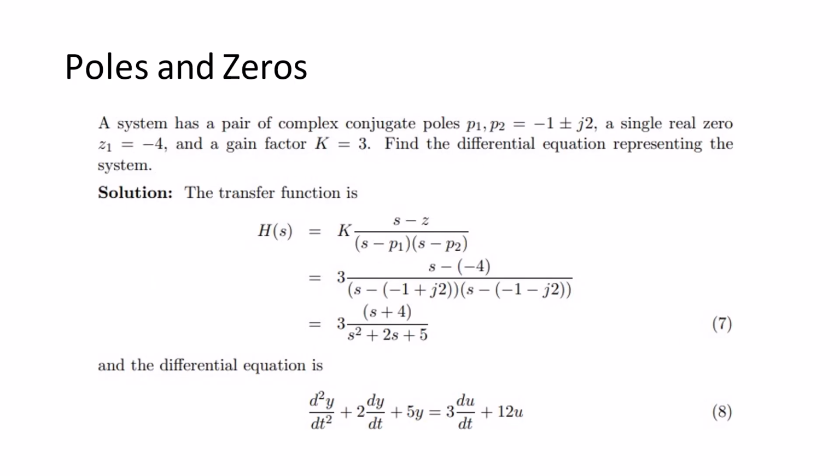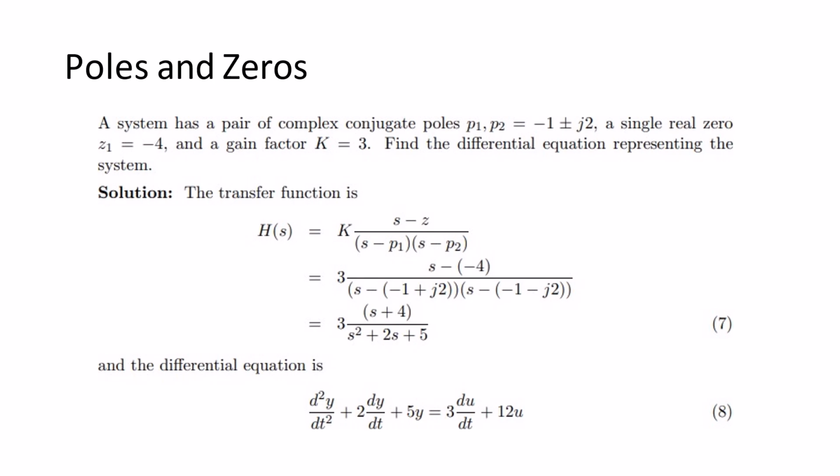Similarly, here is another example where the poles are located as a complex conjugate pair in the S-plane. Here we are doing the reverse. Previously we had the given differential equation, and from it we found the location of poles and zeros. Now in this example, the locations of poles and zeros are given, and the gain k is also given. You have to find the differential equation of the system. So here we have 1 zero located at minus 4, and 2 poles located at minus 1 plus minus 2j.